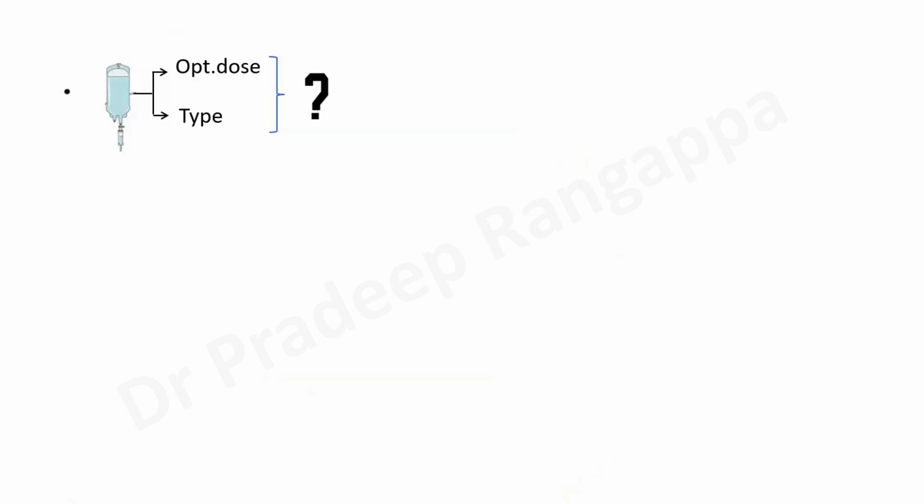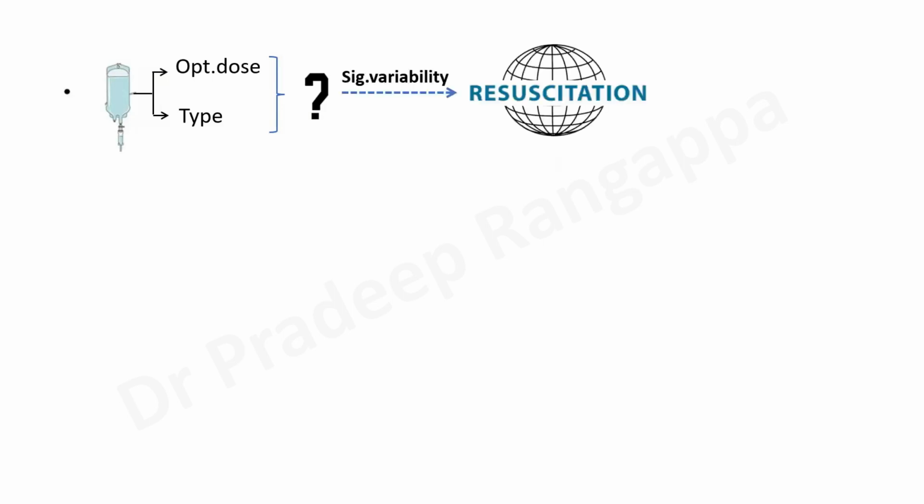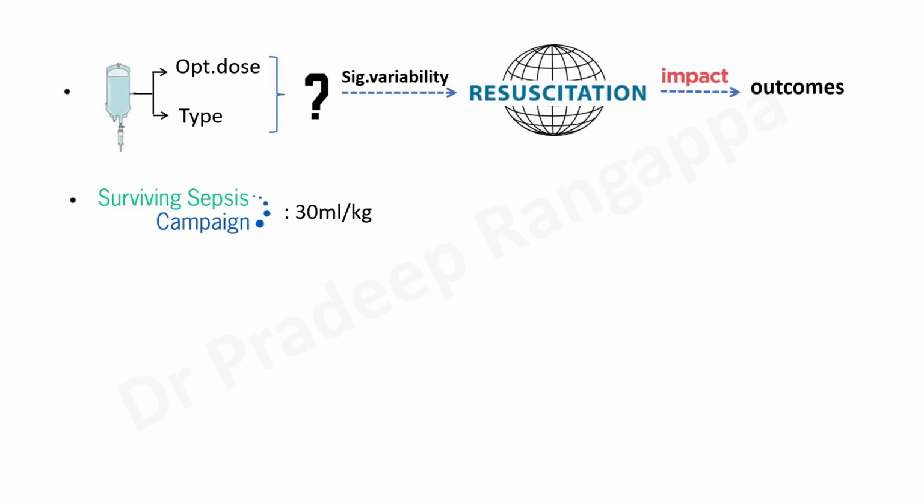So now the question is, what is the optimal dose of the fluid and the type of the fluid? This is a hugely controversial area because every patient is different, and the optimal dose is hugely variable to the type of clinical condition one is dealing with and the type of fluid also. And there is significant variability with regards to global resuscitation goals, and this has an impact on the outcome.